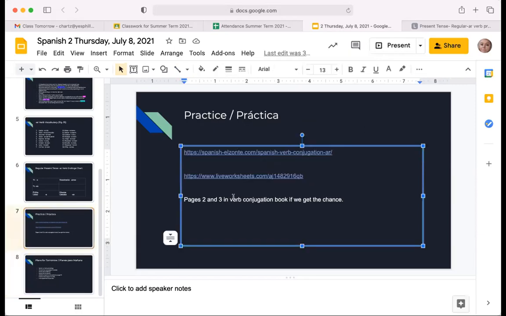And I have a verb conjugation book of like 500 pages that I was thinking maybe we could go over two and three, but we only have a couple more minutes. So I figured that we could do that tomorrow if we get the chance.